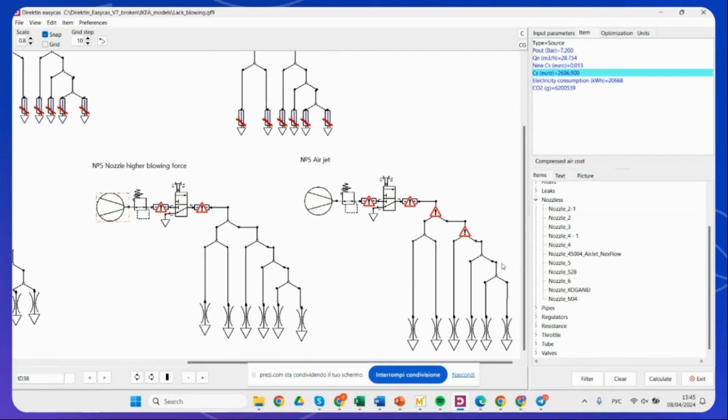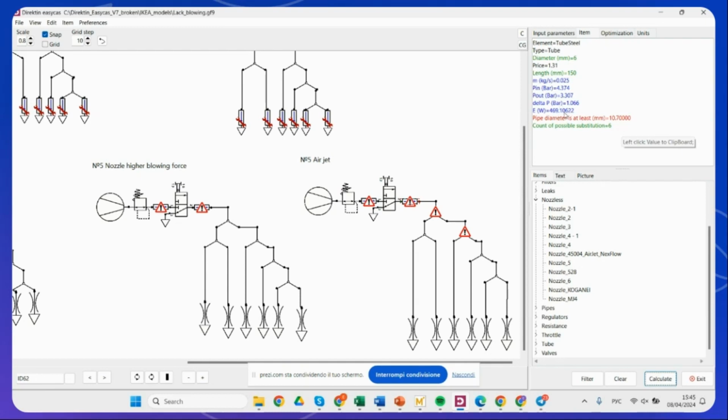And here, for example, in this case, we also proposed to have the air jet. The air jet might sometimes be a better solution. It has a higher force and higher cubic meters per hour. The cost will be bigger here, but the performance is better. On the other hand, we can also see that we have high pressure drops. There is a 1 bar pressure drop here and 1.3 bar, so it's 2.5 bar pressure drops. That is, of course, not allowed.